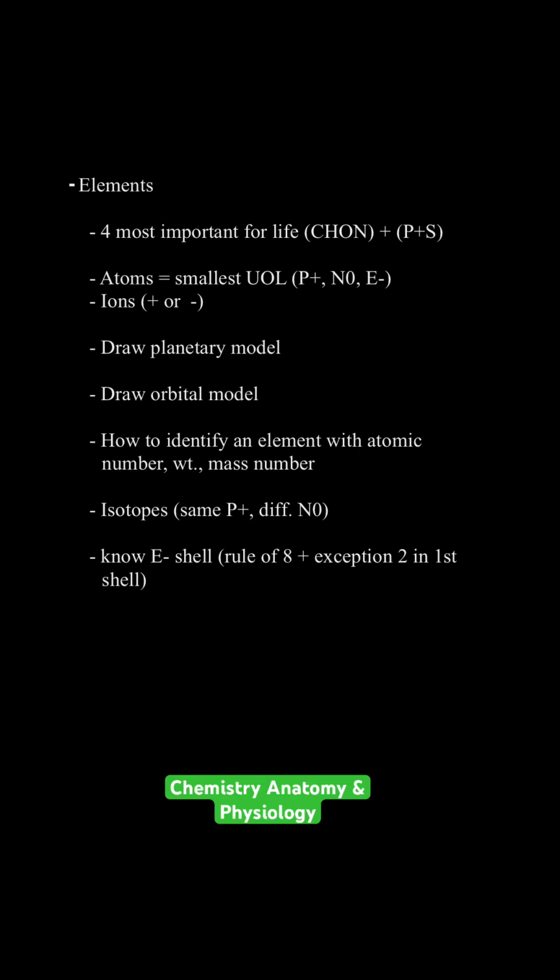And then you want to be able to identify an element via its atomic number, its mass number, and its weight. You want to be familiar with isotopes, which have the same number of protons but different numbers of neutrons, which can lead to a radioisotope, which is a heavy difference in that. And then know the electron shells via the rule of 8, except the first shell, which is 2.